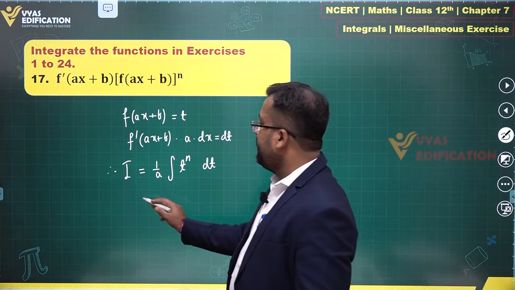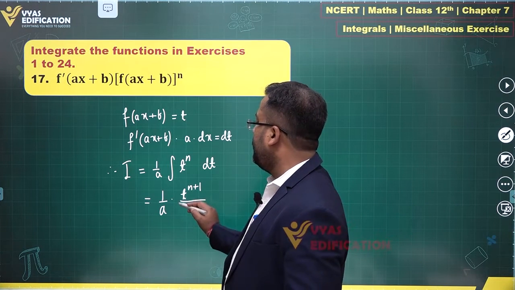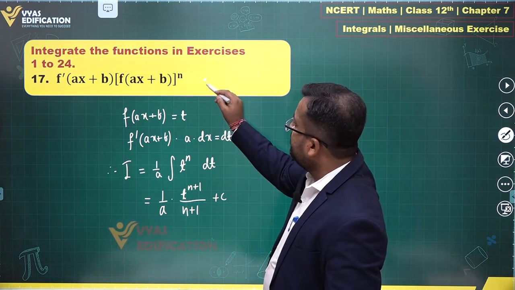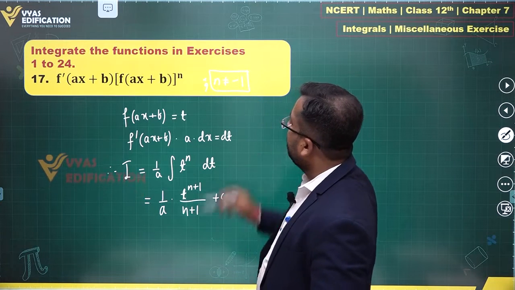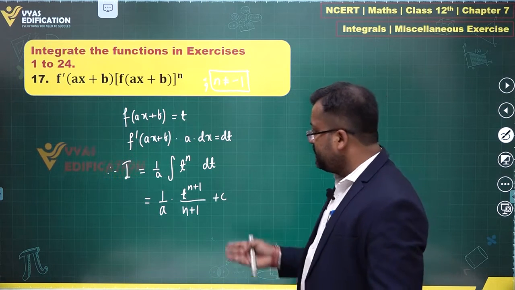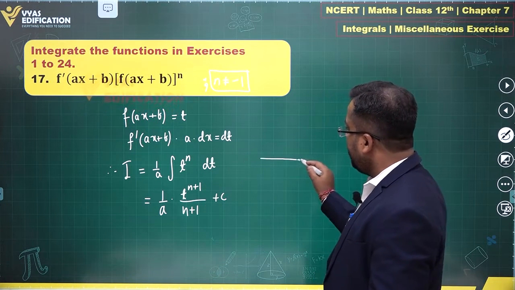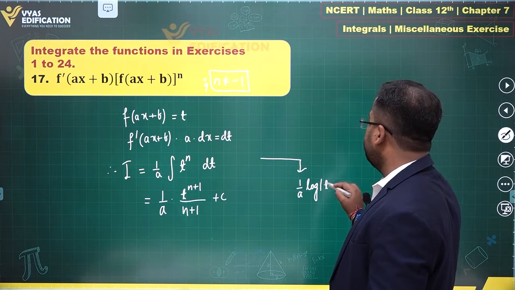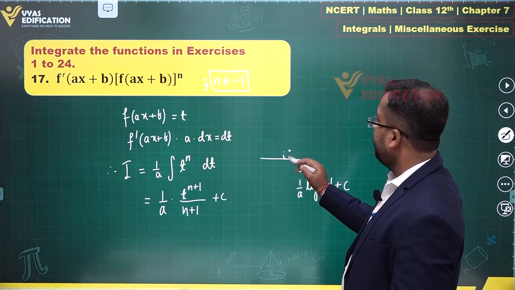And the integral will be t to the power n plus 1 upon n plus 1 plus a constant. Although a condition should have been given that n is not equal to minus 1. Had n been equal to minus 1, you can write another result over here: log modulus t plus c, if n equals minus 1.